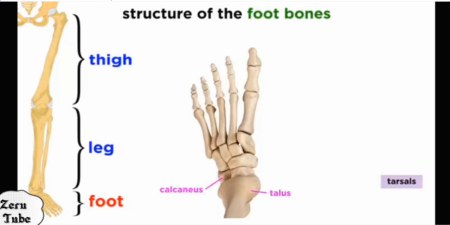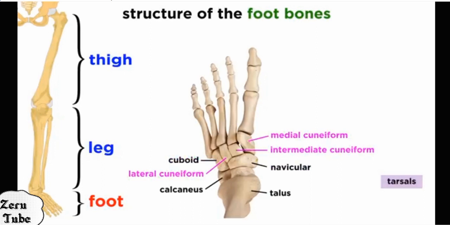The other parts of the foot are the cuboid bone, the navicular bone, and the three cuneiform bones, the intermediate cuneiform, the medial cuneiform, and the lateral cuneiform. They form the middle parts of the foot.